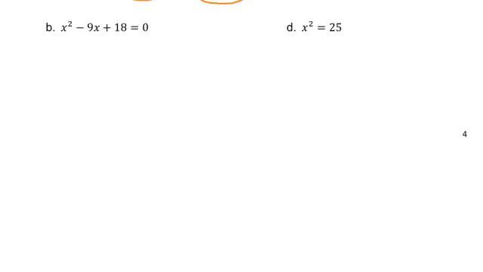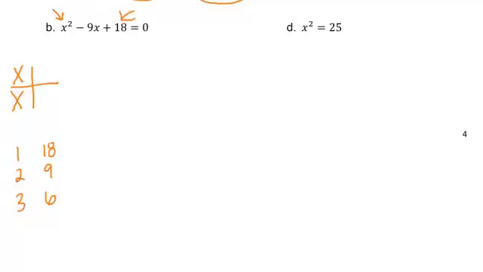Go down to part B, x squared minus 9x plus 18 equals 0. Again, look for a common factor first. Notice we do not have one. So next thing you're going to notice is that we have a trinomial, so you're going to set up your T. On the left-hand side, factors of our first term, x squared, are x and x. On the right-hand side, factors of 18. So we have 1 and 18, 2 and 9, 3 and 6.